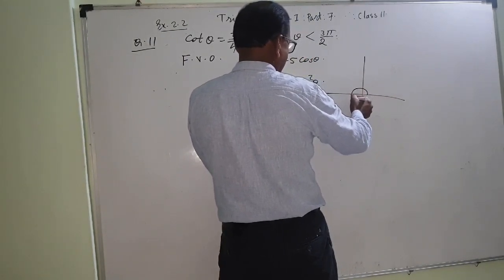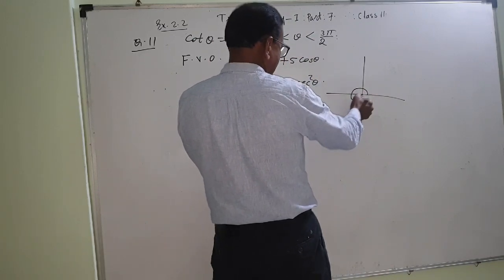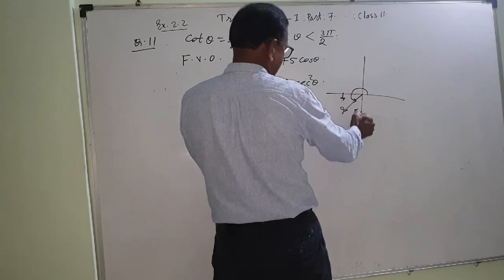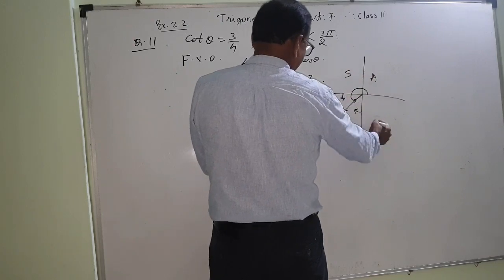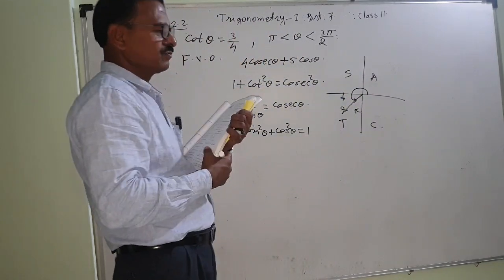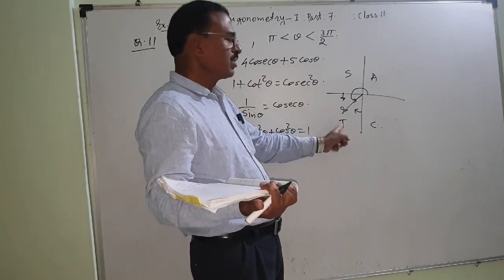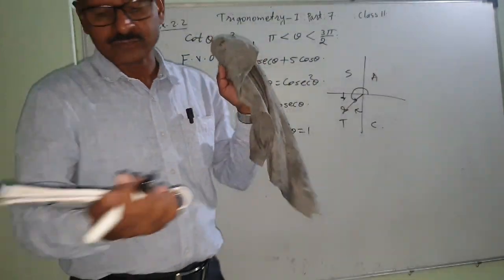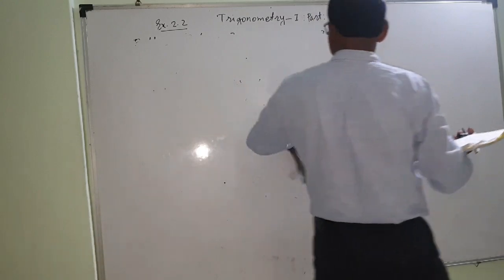This is pi, and then ahead is 3 pi by 2. The angle is greater than this and less than this, which means it is in the third quadrant. All Students Take Coffee. So here tan is positive. So sine and cos will be negative. Definitely see this, don't forget this. So this is for your homework, you will do it.